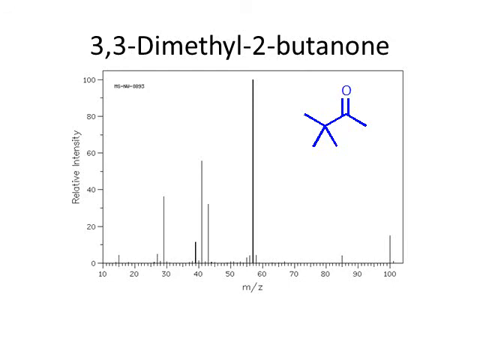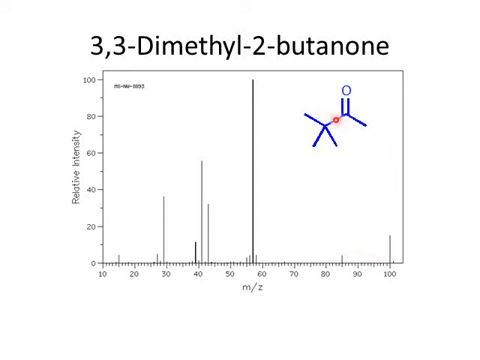I'm just going to look at a couple more really quickly. Here's 3,3-dimethyl-2-butanone, and the molecular weight of that, C6H12O, is 100. So here we see the molecular ion peak, and there's an M plus 1 peak. But I just want to look at the base peak here. Let's see, that's at 57. How could we get to 57 from 100? Well, 100 minus 43. And what's 43?